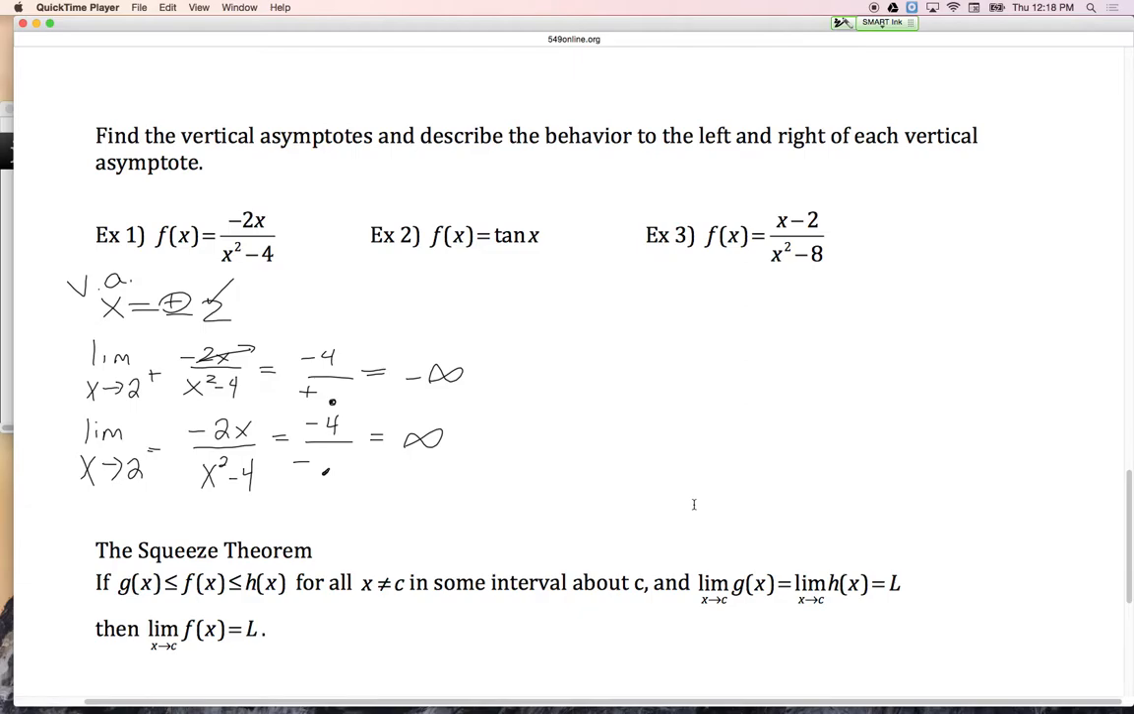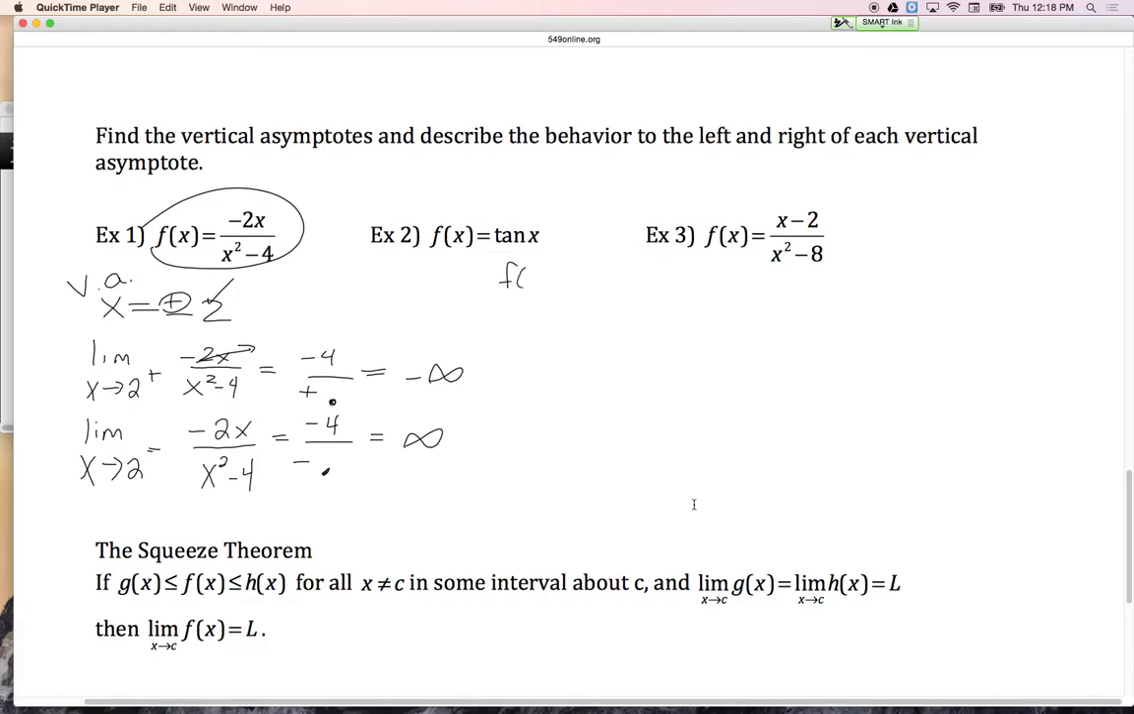Now, I could ask a further question here tomorrow on the quiz. What would the limit as x approaches 2 of this be? D and E. Why? Because the limit from the left and the limit from the right do not what? Agree. Okay? The next one right here, tangent.